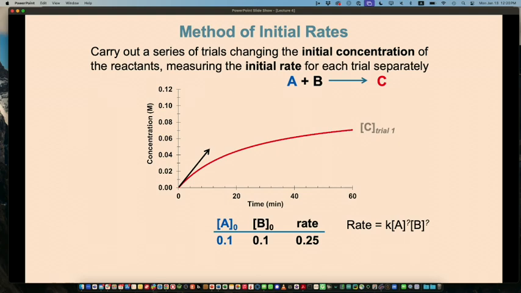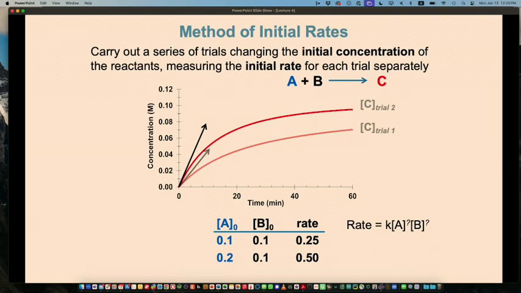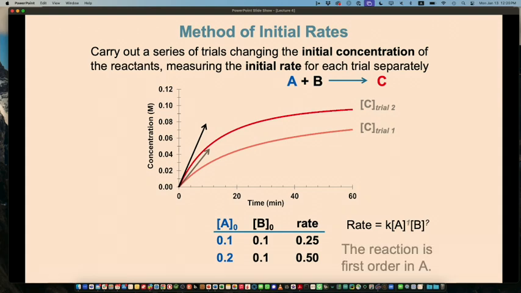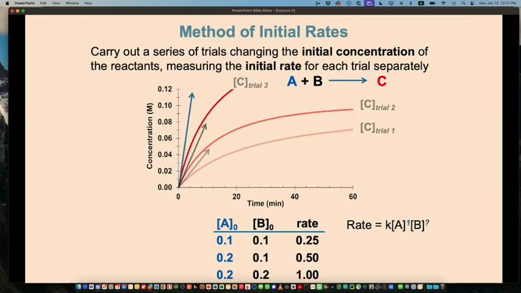Start an experiment, measure the tangent, pull out a rate. Change some initial concentration, A, hold the other one constant, measure the rate. Based on this, what would your conclusion be for order in A? Yeah, first order. Doubling the initial concentration of A, doubled the rate, it has a one-to-one relationship, seems to be first order. We add a third experiment where I hold A constant between experiment 2 and experiment 3.